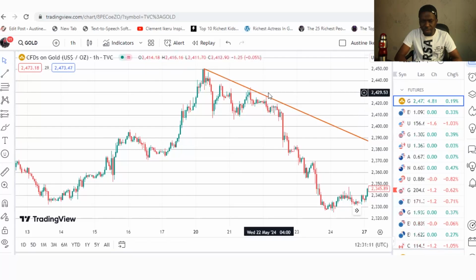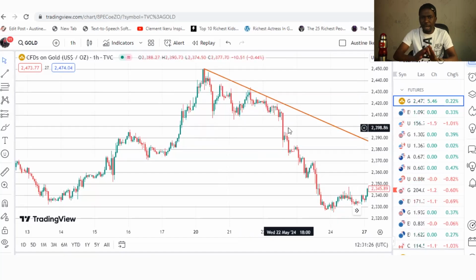In this scenario, the trend line is now acting as what? As a resistance level, right? So each time price comes to the trend line or very close to the trend line, you take a sell trade, right? So this is how you trade.